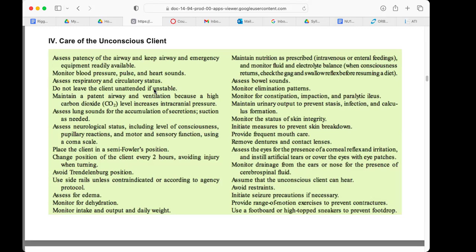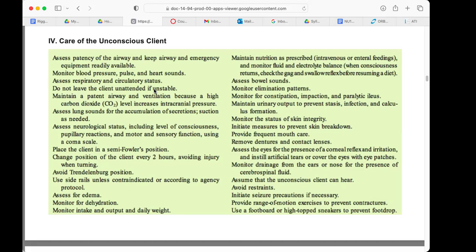I know these are different assessments, but these are things that you're going to have to do constantly for this patient. Provide frequent mouth care. So remember, they're at risk for pneumonia. And so that nasty bacteria in our mouth would love the opportunity to get into their airway and cause pneumonia.